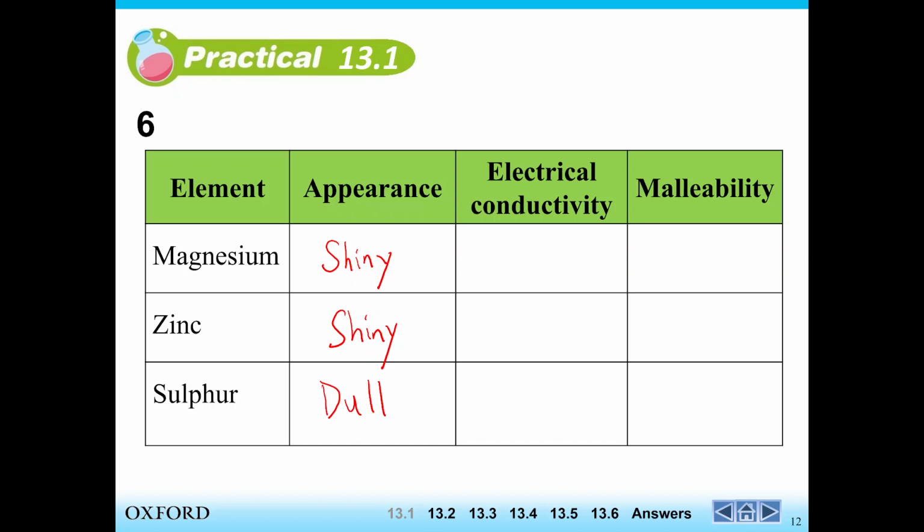Now, if you conduct some experiments to see whether it conducts electricity or not, then we will know it does conduct electricity, this one. Magnesium does conduct electricity. Zinc also conducts electricity. And sulfur, because it's a non-metal, will not conduct electricity.